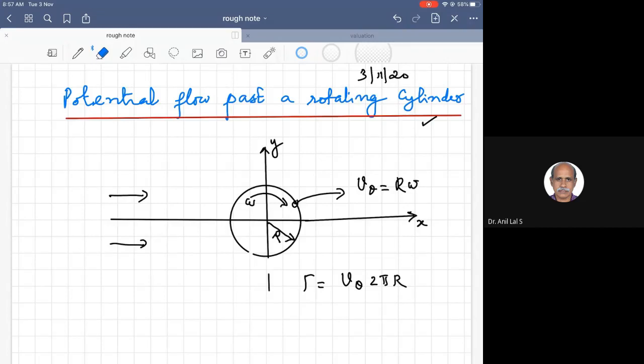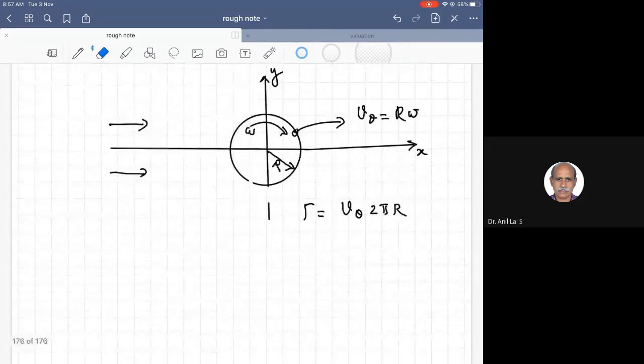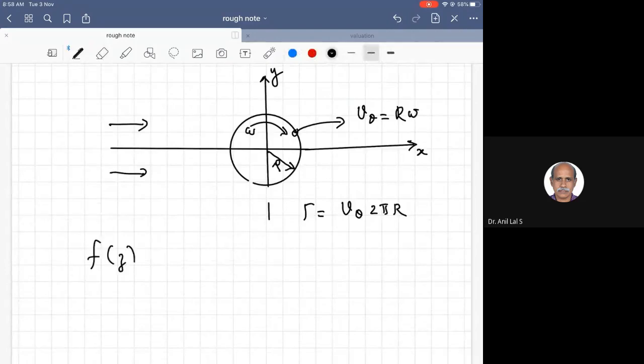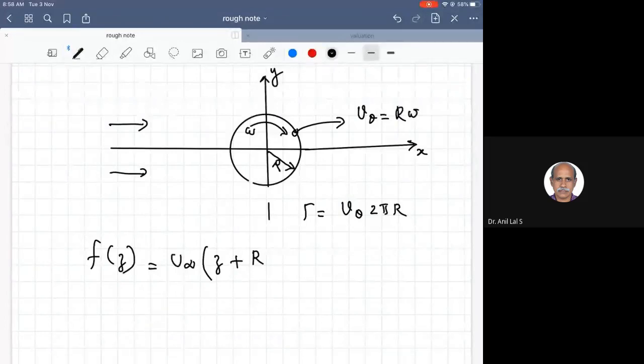So now we will try to develop the complex flow potential for the flow past the rotating cylinder. We know that for the flow past a cylinder, the complex flow potential F(z) is equal to U infinity into z plus R squared by z. This is the complex flow potential for the flow past a cylinder.